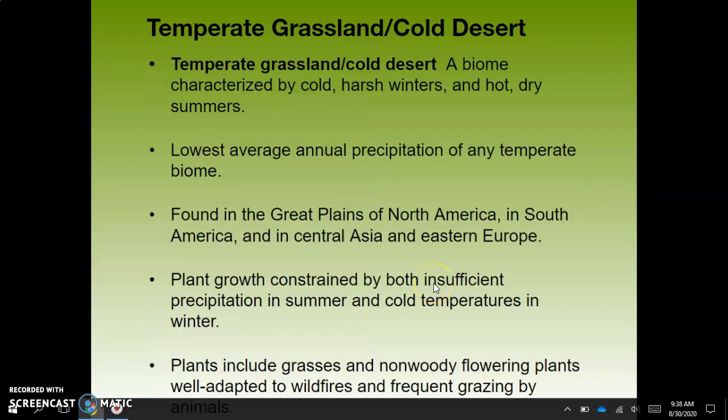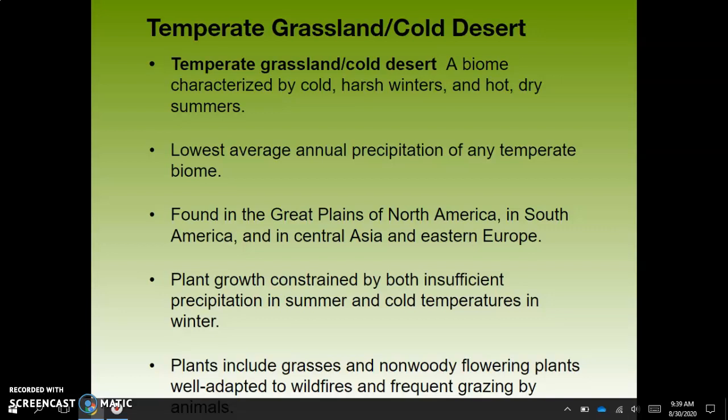A temperate grassland, or also referred to as a cold desert. This is a biome characterized by cold, harsh winters and hot, dry summers. So the lowest average annual precipitation of any temperate biome. These are found in the Great Plains of North America, so out west, in South America, and in Central Asia and Eastern Europe. Plant growth is constrained by both insufficient precipitation in summer and cold temperatures in the winter.